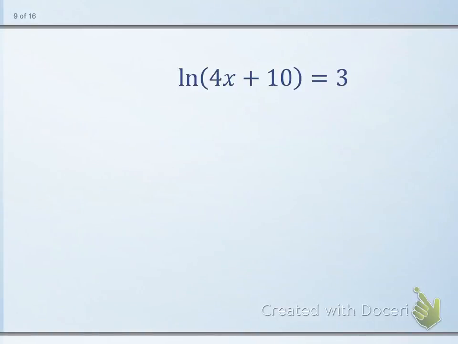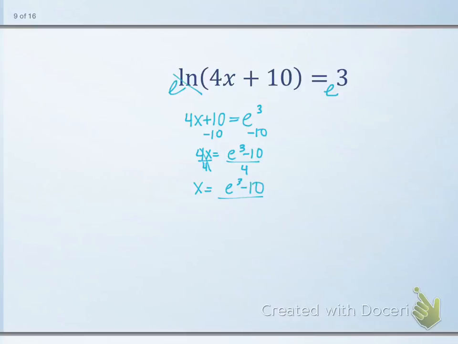Okay, so this one, I do the e to both sides. It cancels it on here, so I have 4x plus 10 equals e cubed this time. You could figure out what this decimal is and then go ahead and solve it, or we could solve it normally. So I got 4x is equal to e cubed minus 10. Divide everything by 4. So I got x is equal to e cubed minus 10 divided by 4.